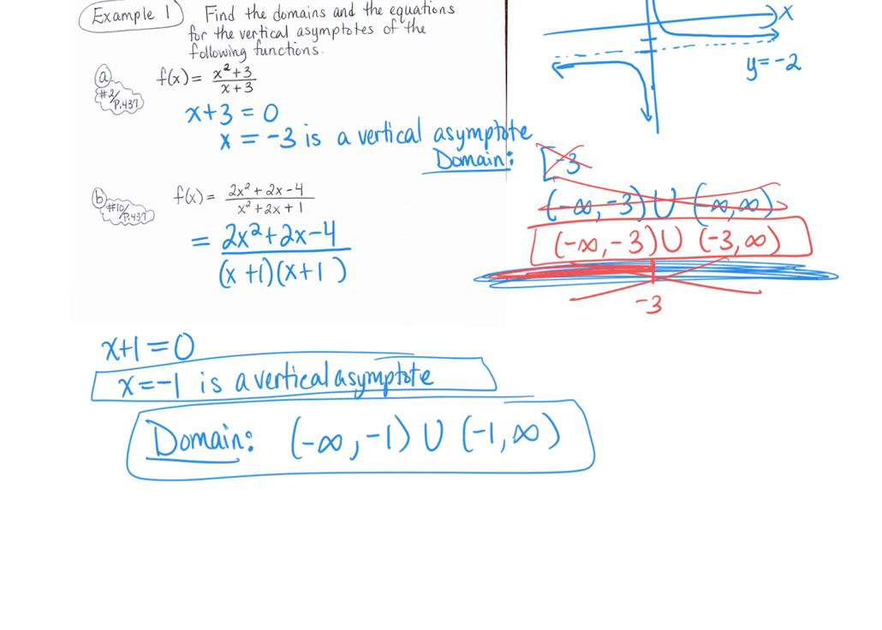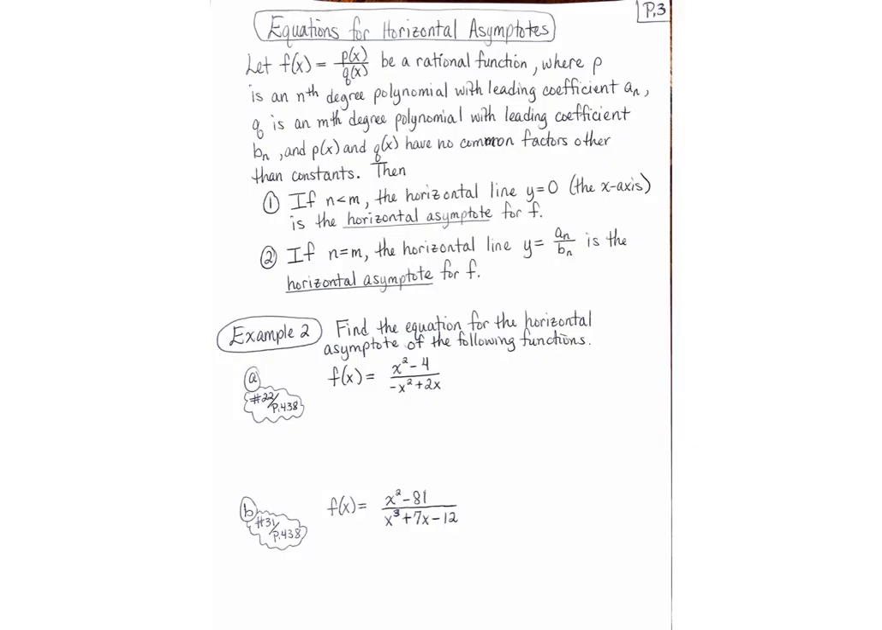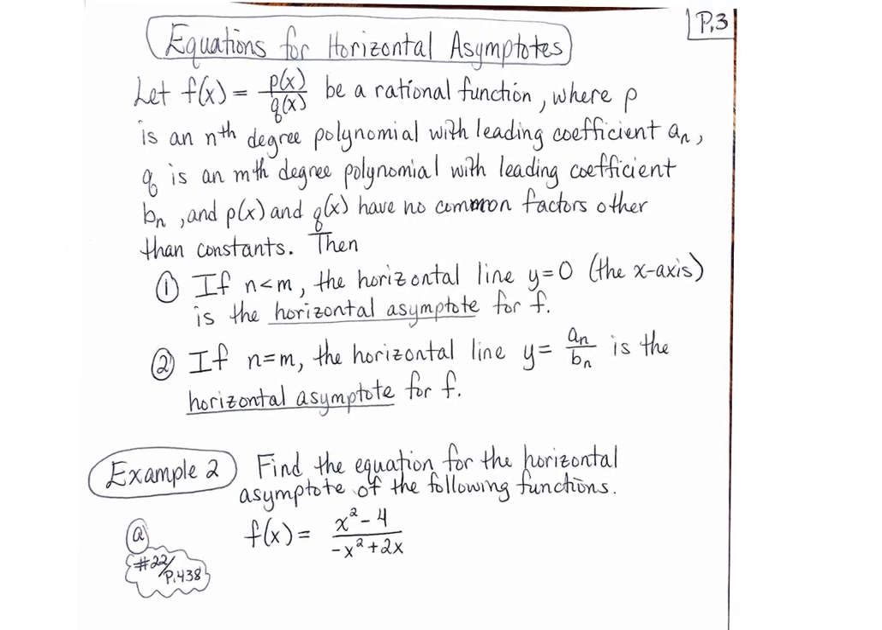Horizontal asymptotes are in the form of? Y equals C. Vertical asymptotes are in the form of? X equals C. Horizontal asymptotes are in the form of? Y equals C. That's excellent. So now let's talk about equations for horizontal asymptotes and how to find them. How to find them is the thing.